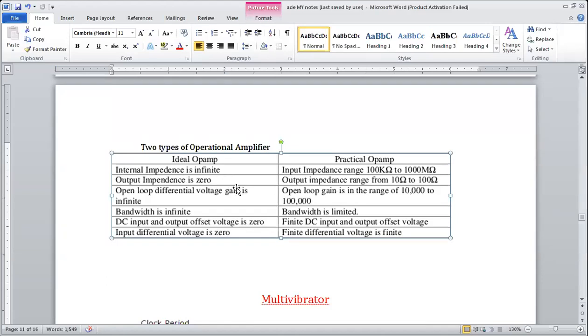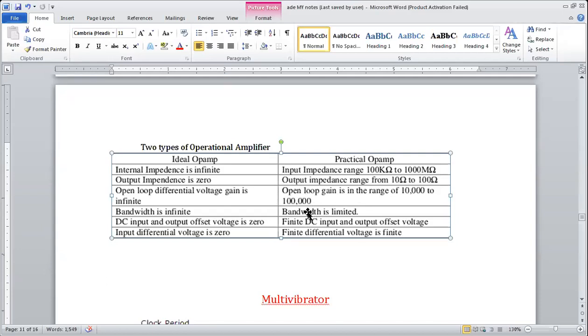Then output impedance is zero. What is the range in a practical op amp? The output impedance range is from 10 ohms to 100 ohms. So it is very low resistance, so that a weak signal can also be transmitted. Then open loop differential voltage gain is infinite. Here, open loop gain is in the range of 10,000 to 1 lakh. So it ranges from this to this.